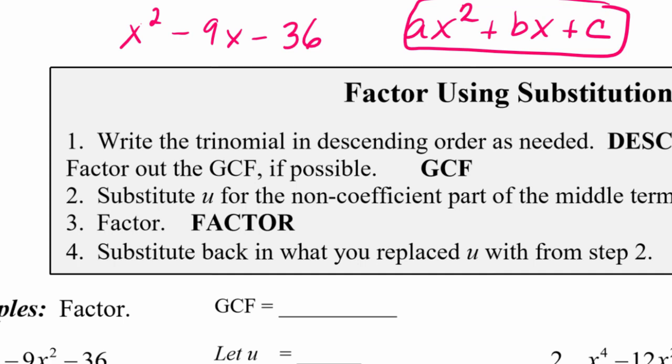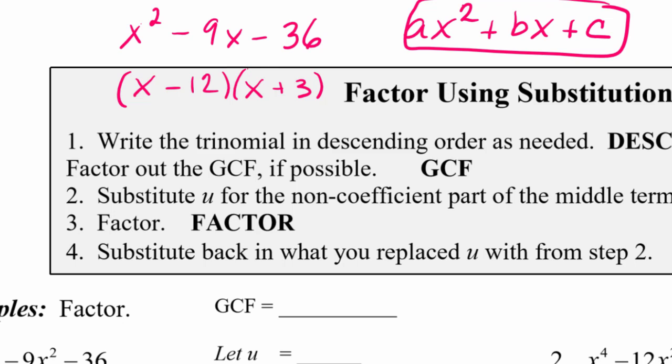So we've been doing some work in previous factoring videos where we have written this as x and x, and then we found two numbers that multiply to negative 36 and added up to negative 9, which would be negative 12 and positive 3. That's how we've been factoring that trinomial.